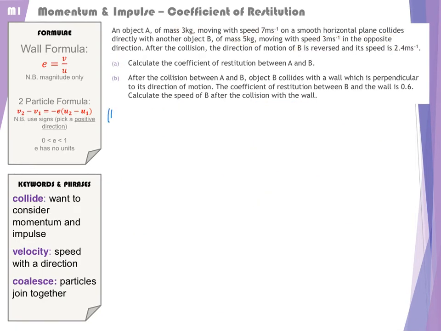Okay, on to part B then. So it says after the collision between A and B, object B then goes on to collide with a wall. So initially we know that B was travelling at 2.4 after the collision with A, and just to remind ourselves it had a mass of 5. It then hits a wall. Okay, and this fact that it's perpendicular to the direction of motion just means that we're allowed to use this formula. This formula is only applicable if the two particles are hitting with a perpendicular direction.